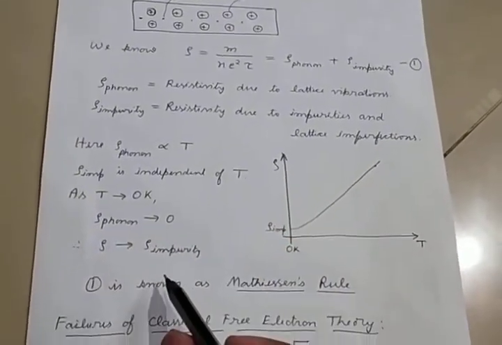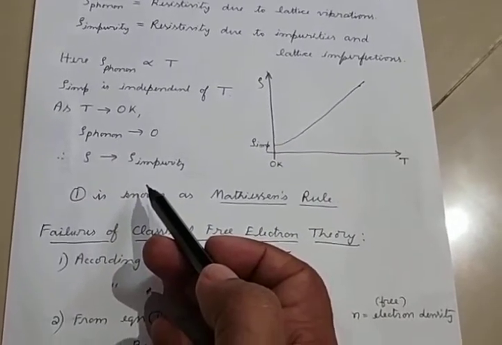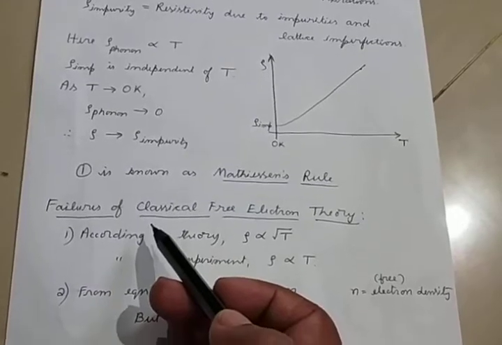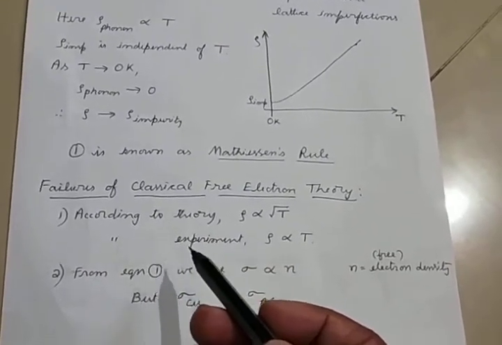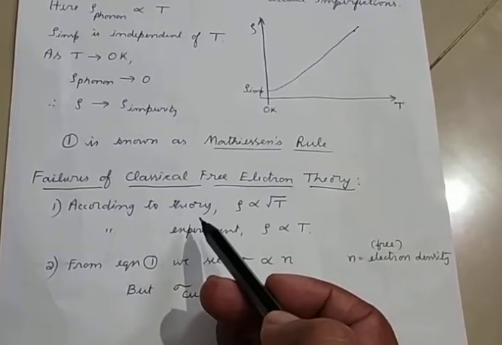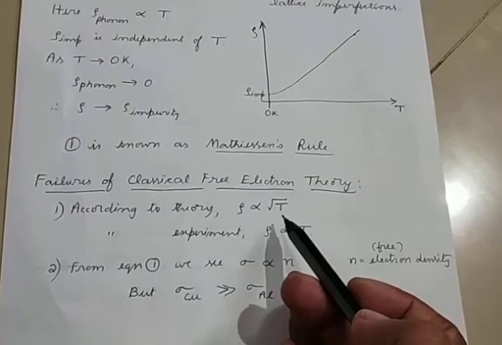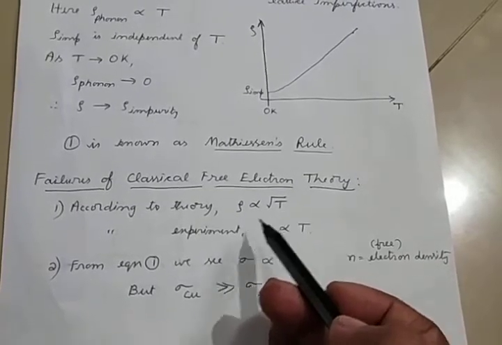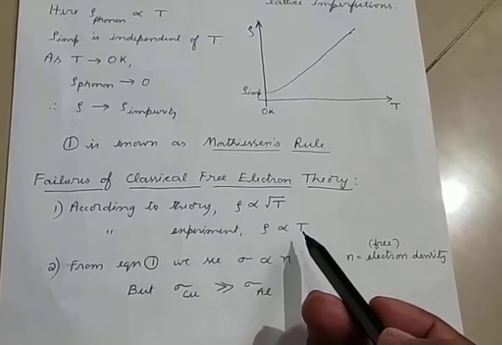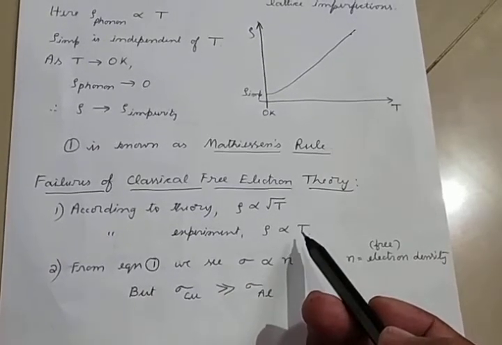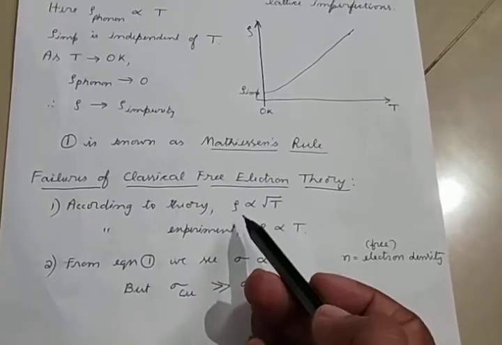Now let us see why the classical theory was discarded and why the new quantum free electron theory was proposed later on. We see here that according to the classical theory, resistivity is found to be proportional to the square root of temperature. But experimental results show that resistivity is directly proportional to temperature. So this is one failure we see of the classical theory.